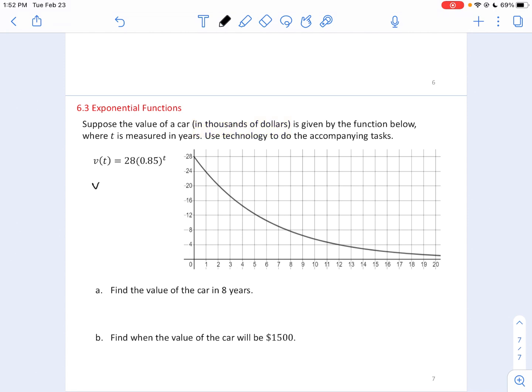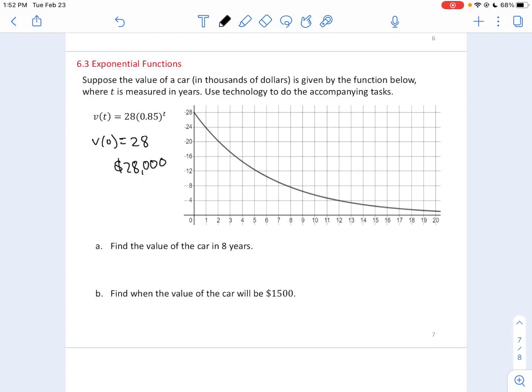So if you were to say, hey, what's v of 0, and you plug 0 in, 0.85 to the 0 is 1, and then times 28 is 28. But this stands for $28,000 is the value of the car at time 0, so when you purchase it. Or you can say time 0 is now, so maybe today it's worth $28,000. But we can also say time 0 is when we purchased it, so we'll say this has a purchase price of $28,000. As t moves on, you can see how the value drops just from the image.